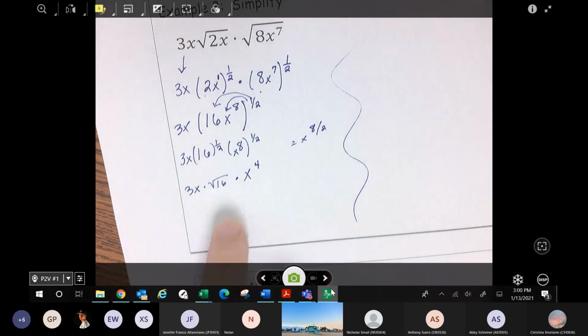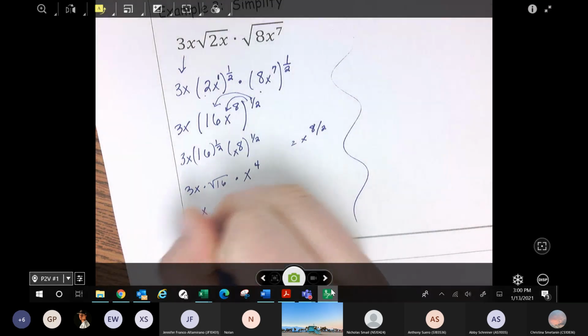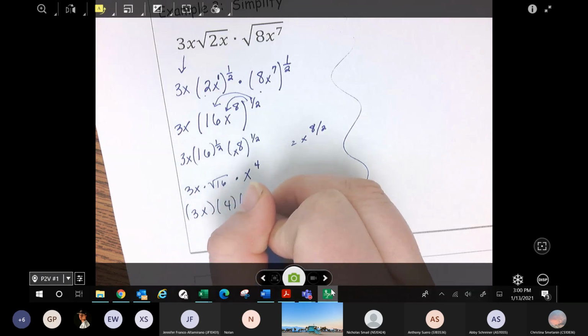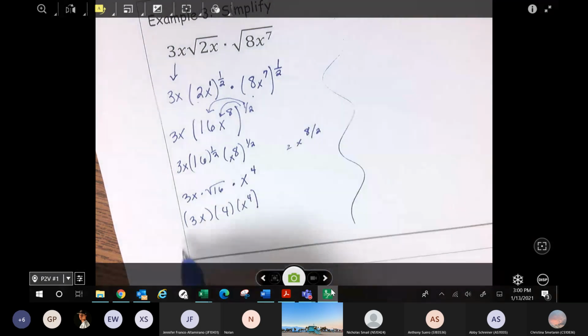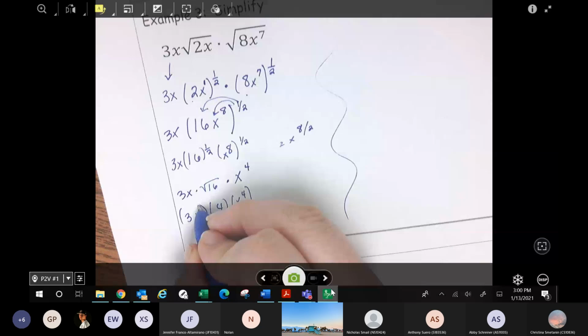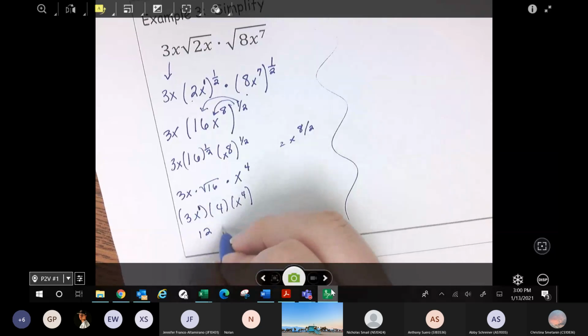What's the square root of 16? 4. And then x to the 4th. Now we can multiply that. So 3 times 4 is 12. And then x to the first power times x to the 4th power is x to the 5th power.